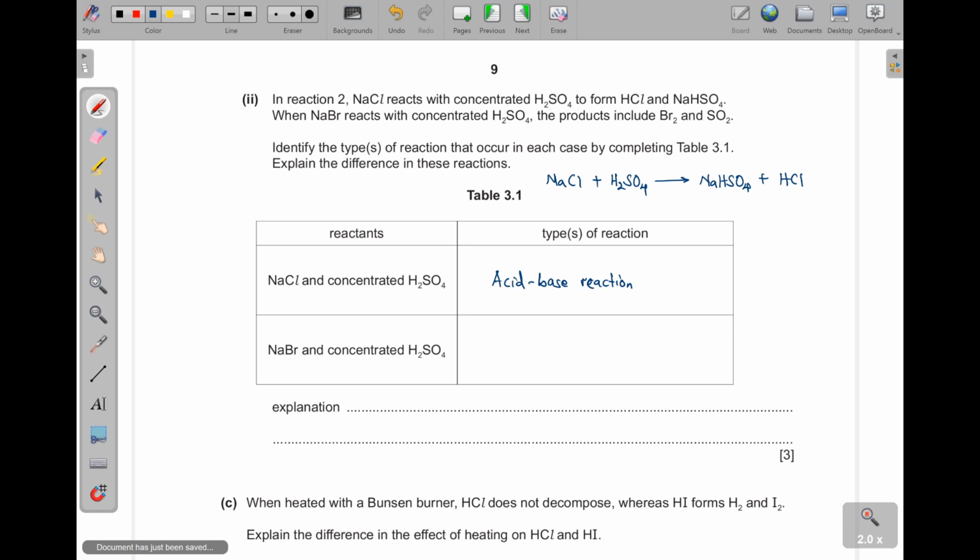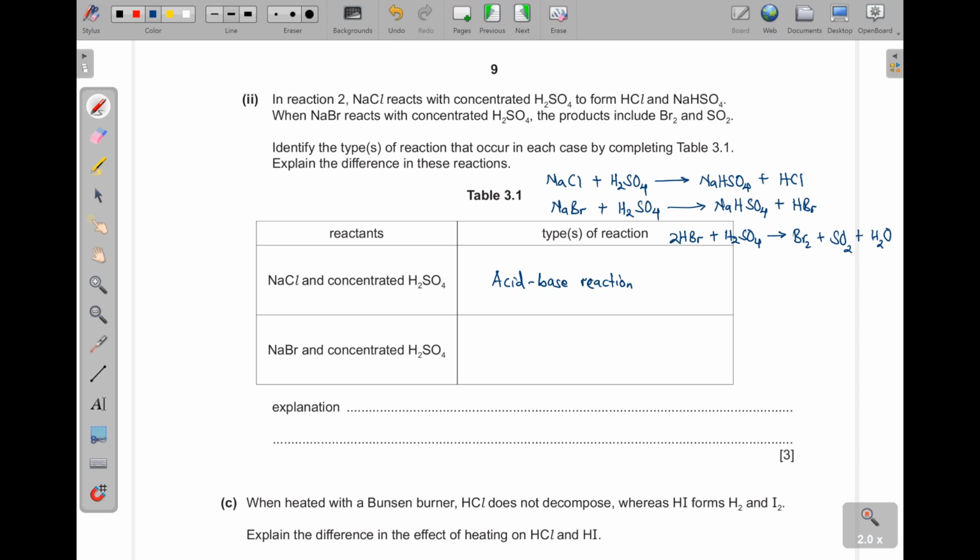Now this one is not broken any further, but when we have sodium bromide, this sodium bromide reacts with sulfuric acid. It also gives us first this acid-base reaction, sodium hydrogen sulfate, plus hydrogen bromide. Now this hydrogen bromide is broken further by sulfuric acid. So this one will give us bromine, sulfur dioxide, and water. That is what we get there.